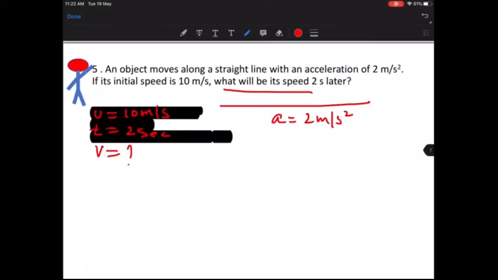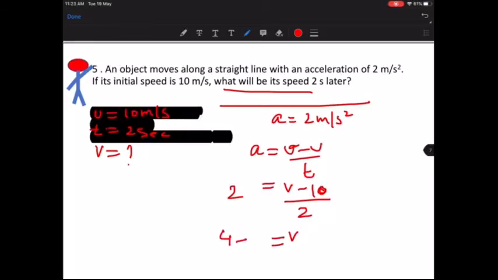What is the formula here that you will use? A is equal to V minus U upon T. Okay, so in this case, what is your V? You do not know your V. What is your U? 10. Fine. What is your T? 2 seconds. And what is your A? 2. Fine. So you will be getting V is equal to 4 plus 10, which is 14 meters per second.